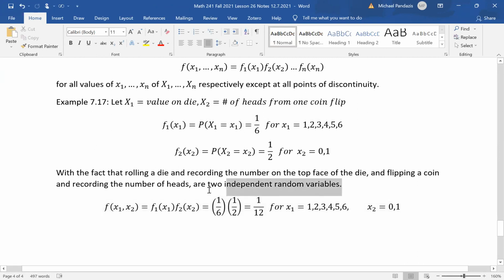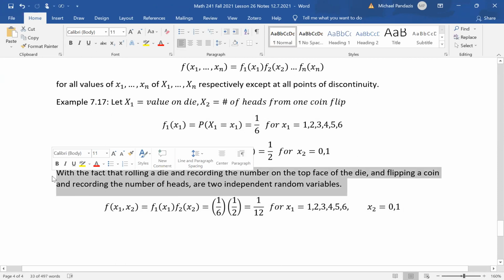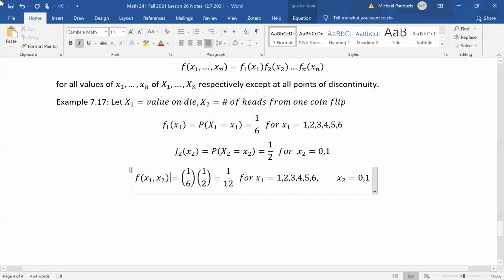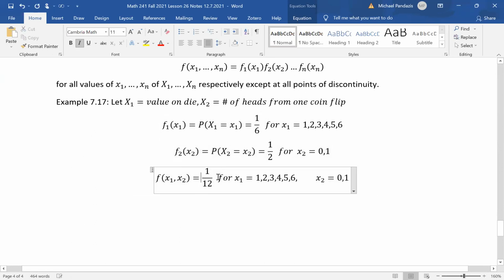Oh, oops, I'm sorry. Wait a second. Okay, so forget this. Just if you were to find the probabilities of rolling a die a certain number and getting a certain number of heads, right? For each of them, you would get the probability is equal to 1/12. Okay, so start over again. So each of these probabilities is 1/12.